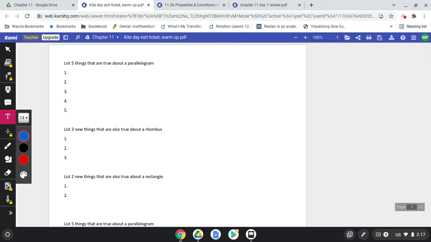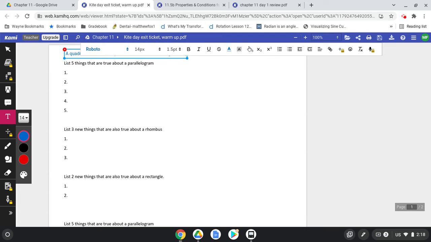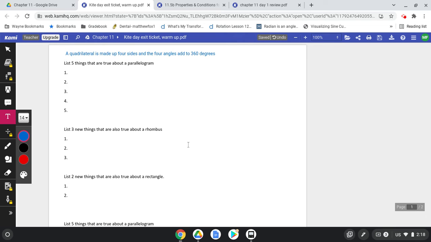In class, we talked about some things we know to be true. First thing I wanted you to remember is we know that a quadrilateral is made up of four sides, and the four angles add to 360 degrees. And the quadrilateral is kind of what all of our shapes we're dealing with in this chapter are.